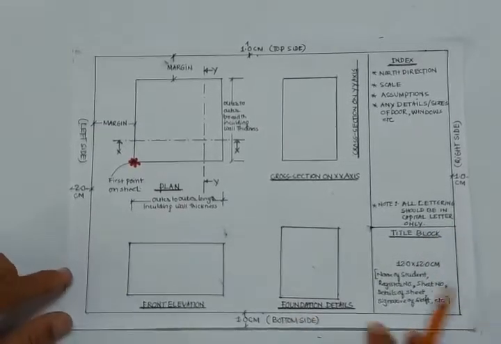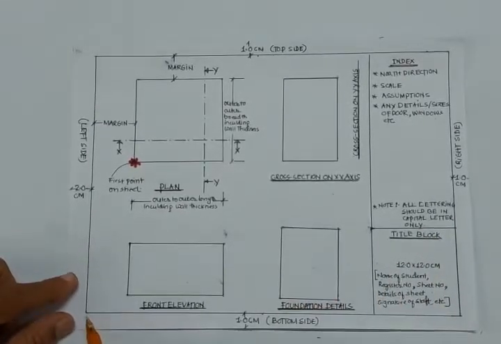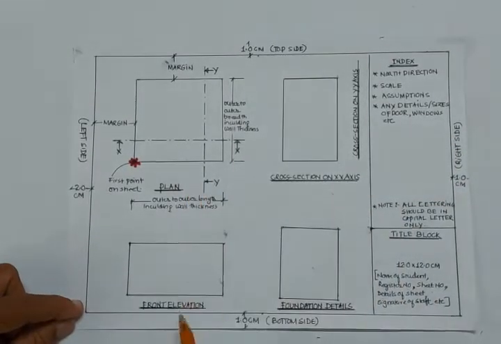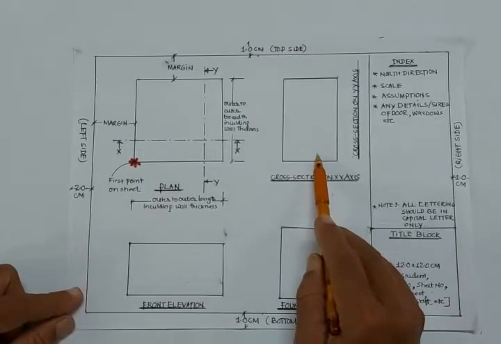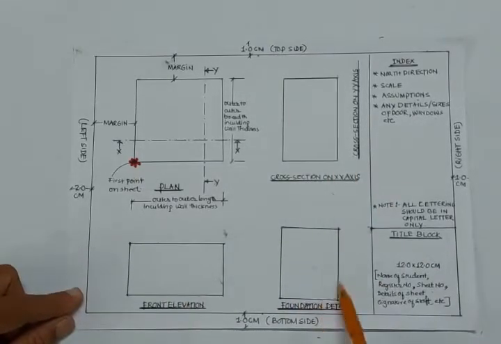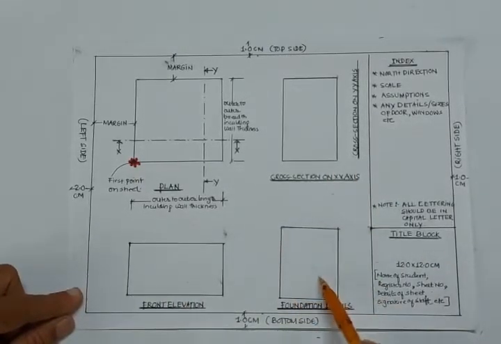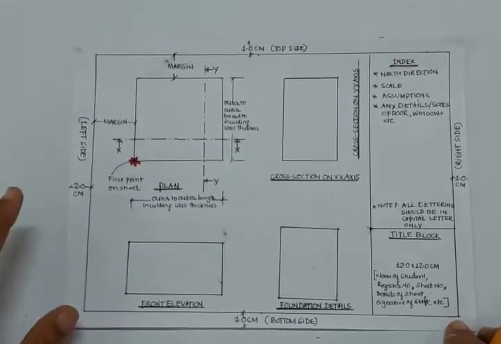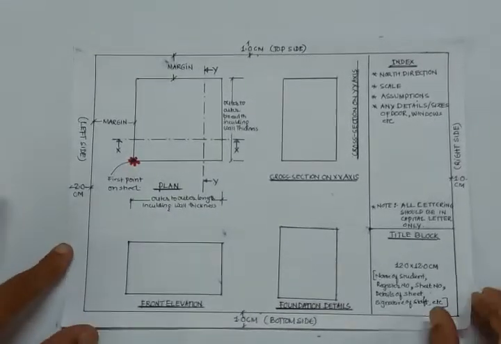Like this you have to start the preparation of a building planning drawing. This is the plan position, this is the elevation position, and this is the cross section, and some part will be considered below the ground level. Only the foundation detail you have to draw here. Like this you have to prepare for building planning. Any type of building can be considered.